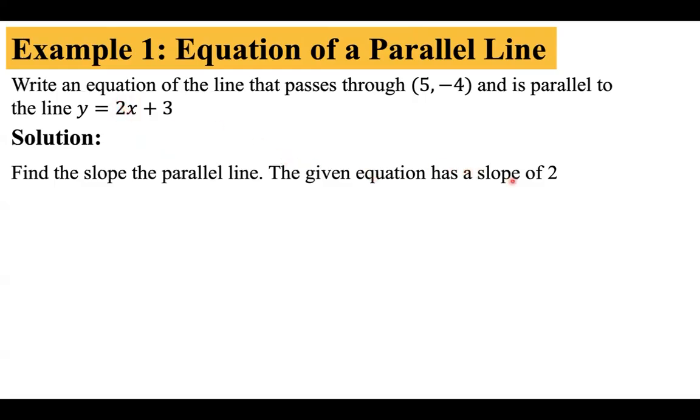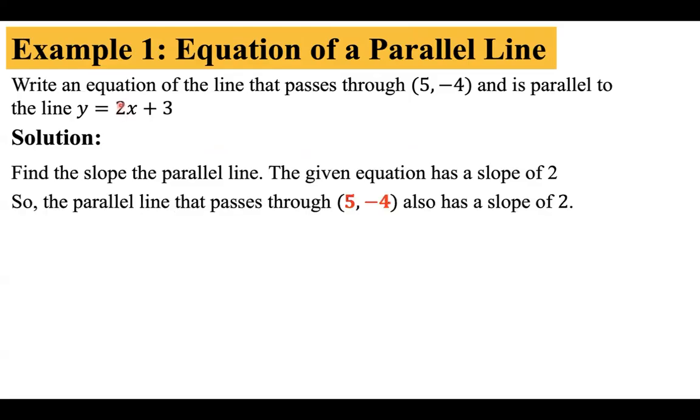Well, the given equation has a slope of 2, right? That's what I have here. So the parallel line that passes through 5 comma -4 should also have a slope of 2. Now, the only difference between those two lines is their y-intercept. This one goes through the +3. For the new one, we're going to have to figure out the y-intercept. So what I'm going to do here is use the point slope formula, which is y minus y1 equals m, the slope, times x minus x1.